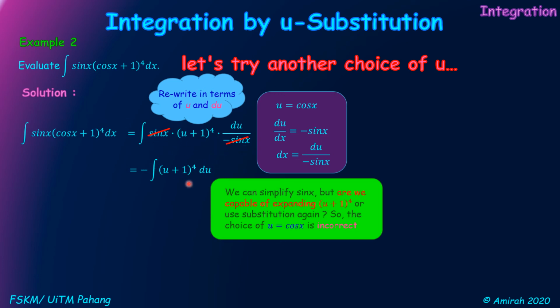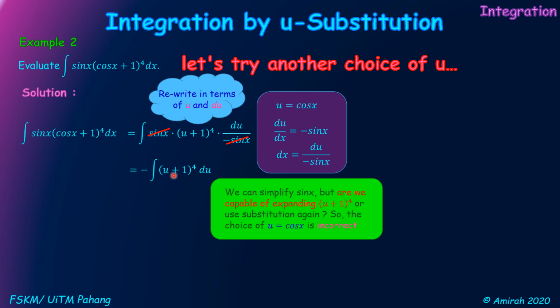And then in this case, we still have variable u and du. But are we capable of expanding u plus 1 to the power of 4 or using u substitution again? Because this is an integration question, in integration there is no generalized power rule. In differentiation, if we have a bracket to the power of 4, we need not expand, but we can use the generalized power rule. That is in differentiation. But for integration, the generalized power rule is not allowed.